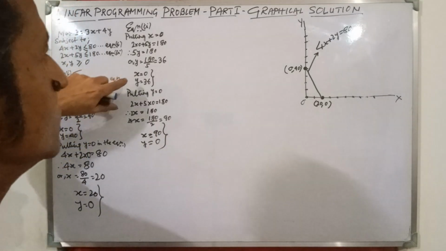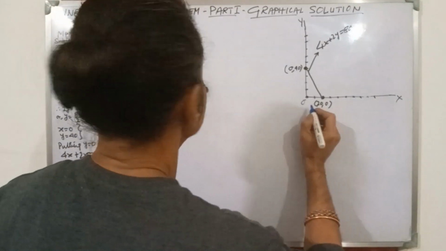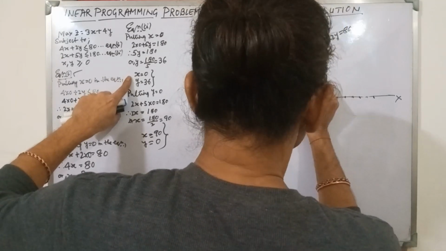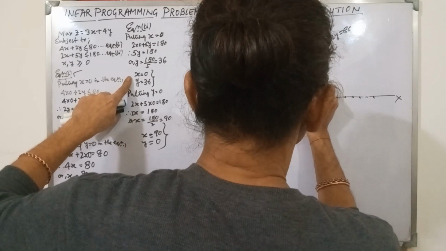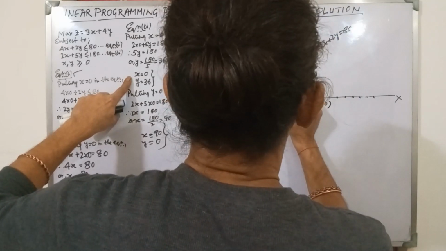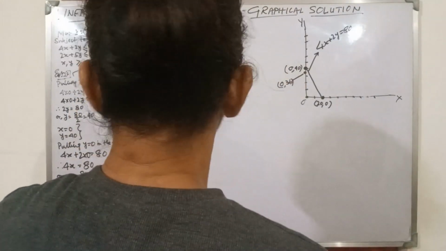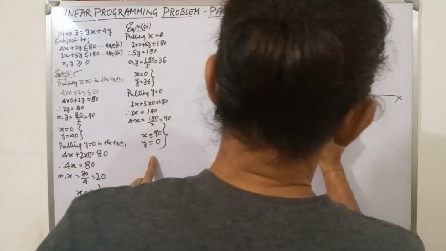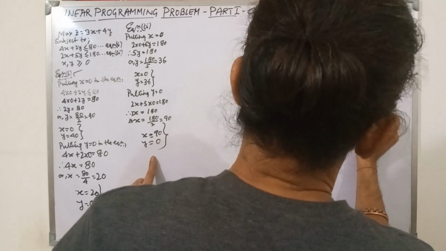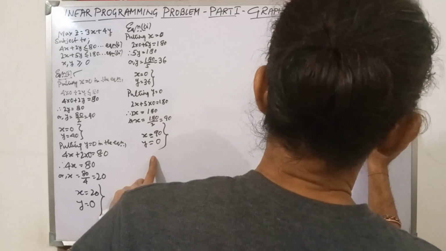So here we shall put the coordinates. First one is x 0, y 36. So it will be somewhere here. This is 0, 36. Next one is x 90, y 0. So 10, 20, 30, 40, 50, 60, 70, 80, 90. This is 90. This is 90, 0.